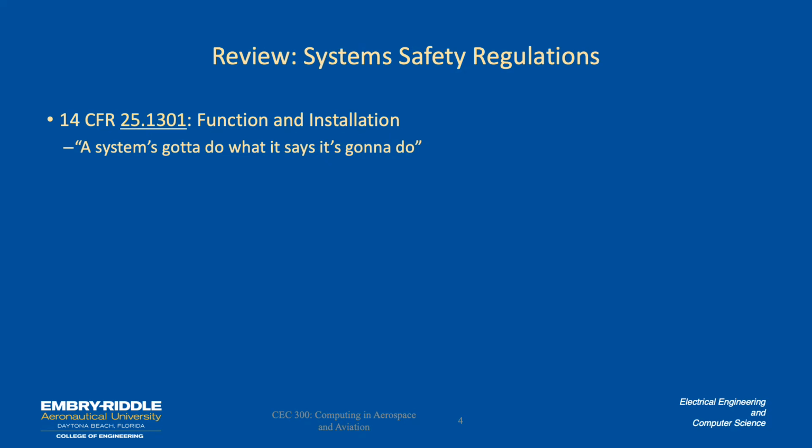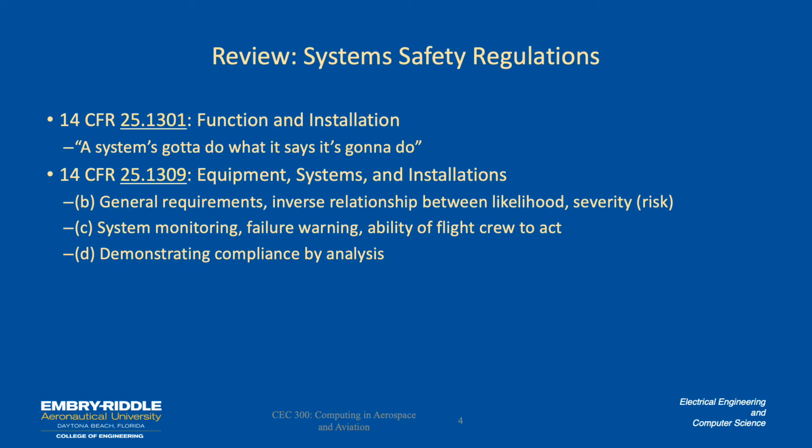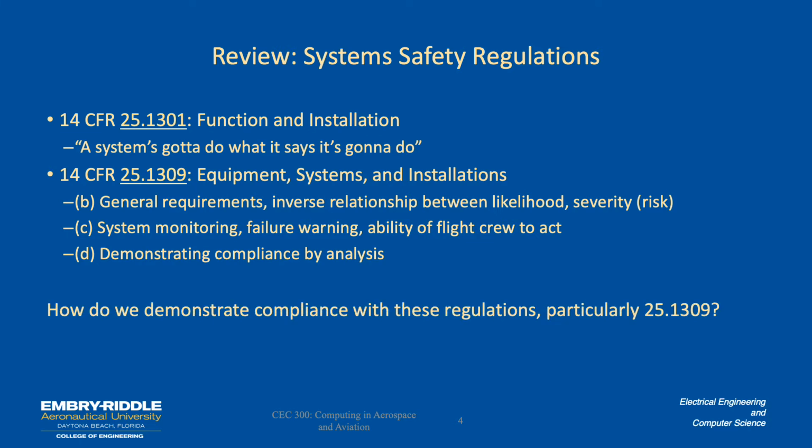So previously we looked at Code of Federal Regulations 25.1301, which talks about the function and installation of aircraft systems. And a pithy way of putting this is a system's got to do what it says it's going to do. And we also looked at 25.1309, which has general requirements, which basically says the more likely something is to happen, the less impact it should have on the crew of the aircraft. It requires monitoring and warnings, giving the crew the ability to respond to failures, and demonstrating compliance by analysis. But it doesn't go into the details. So how do you actually demonstrate compliance with these regulations?